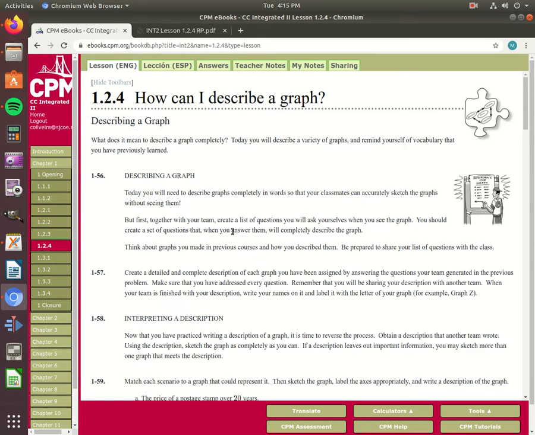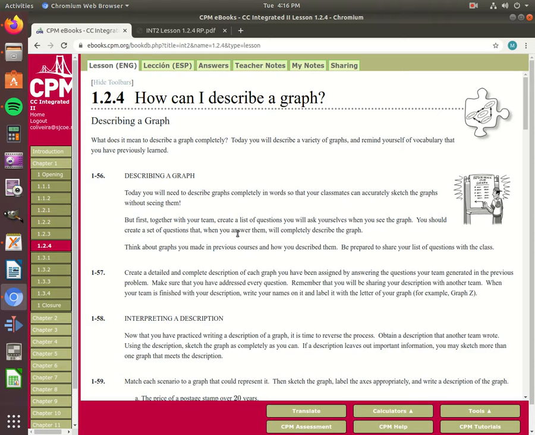But first, together with your team, create a list of questions you will ask yourselves when you see the graph. You should create a set of questions that, when you answer them, will completely describe the graph. So think about graphs you made in previous courses and how you described them. Be prepared to share your list of questions with the class.